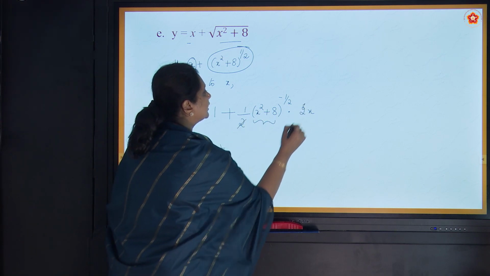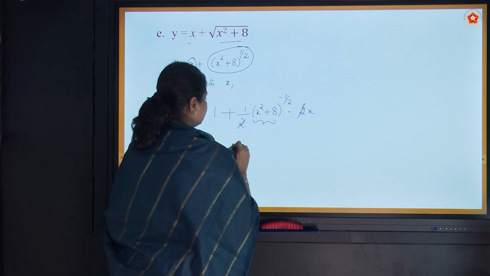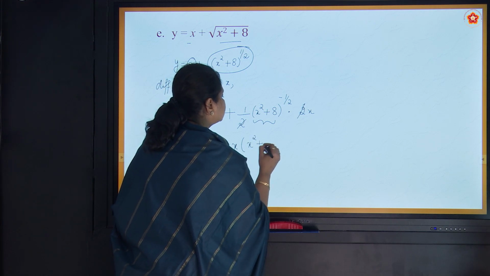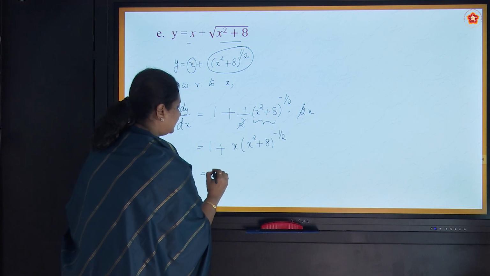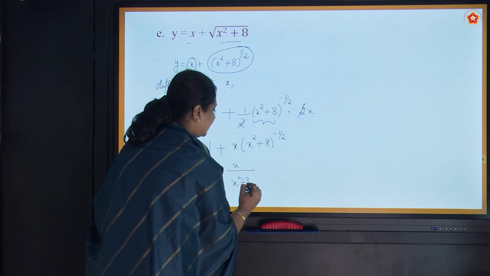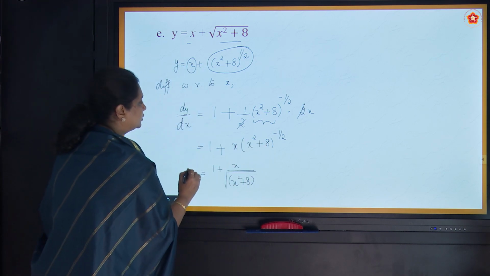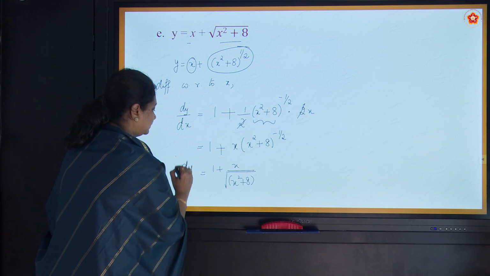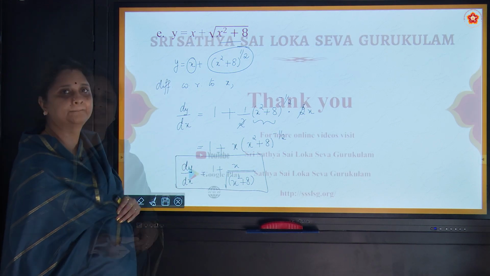So 2 gets cancelled because it's basically getting multiplied to each other. And then x will be going first because it's a monomial, (x squared plus 8) the whole power minus half. Now since it's a negative power, I'm going to rewrite it as x by (x squared plus 8) the whole power half, a square root can be used instead. So this is how I'll express my final answer.